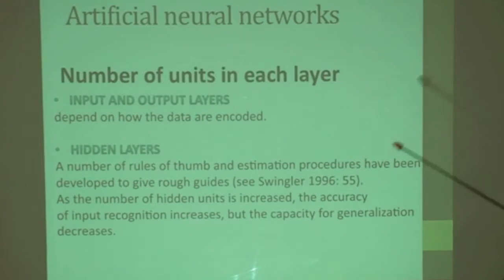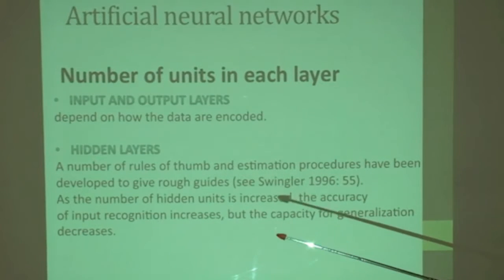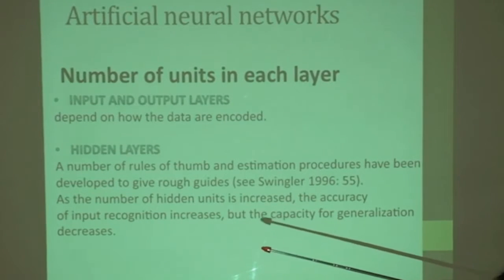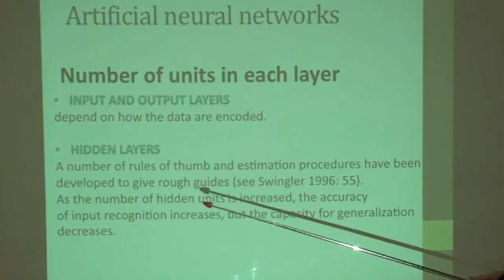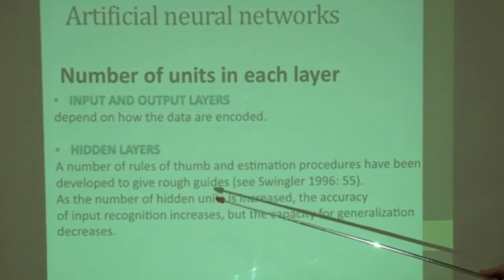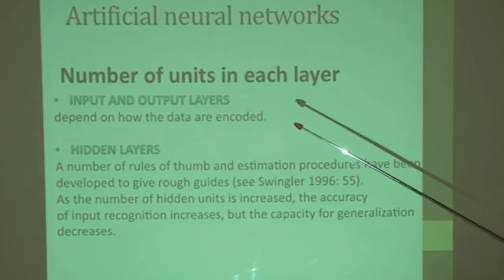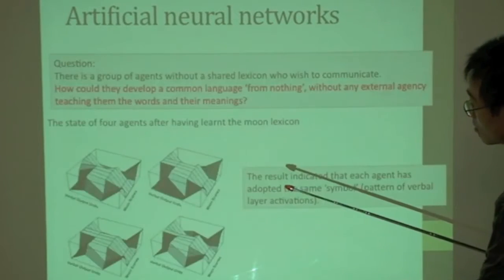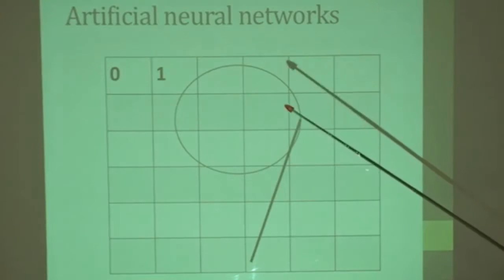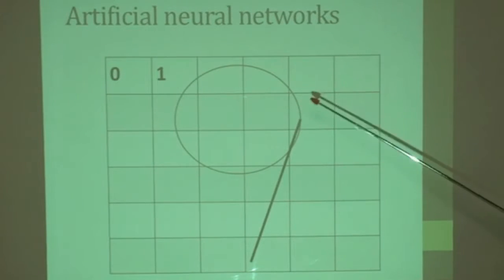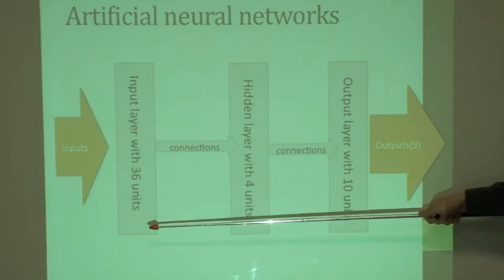And as for how to decide the number of units in each layer, it's quite easy to decide the number of units in the input and output layers. We just set the number of units the same as the data we use. Just in this case, we have 36 units in the panel, so we have 36 units in the input layer.